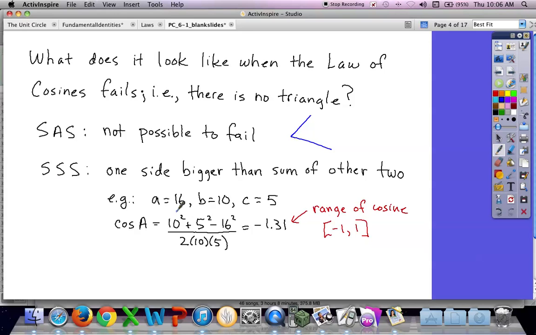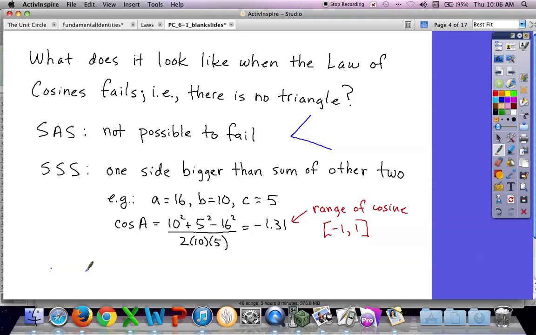Something like this. If A is 16 and B is 10 and C is 5, because these two sides don't add up to 16, there's no way to get a triangle, right? End to end, they don't reach the ends of that one side. Now, what does it look like if you tried to do law of cosines with something we already know is not a triangle? Well, you plug in to solve for an angle, and I'm solving for A, the biggest angle, and I plug in everything, and I get that the cosine of A equals negative 1.31.